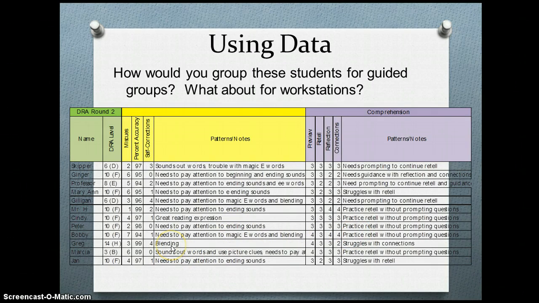Greg needs some help with blending. He is my only level H right now, so he's pretty advanced for where they should be at this point in time in first grade. However, had 3 miscues but 4 self-corrections, so he's really reading for meaning but is struggling with those connection questions. Here's another person, Marcia. She's a level B, has a ton of miscues but no self-correction, so really isn't reading for meaning, similar to Ginger, although Ginger's a much higher level as far as the DRA level goes.